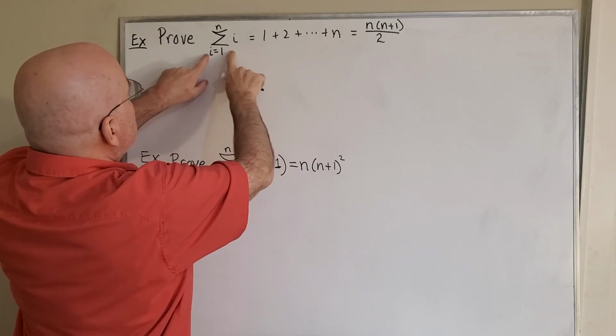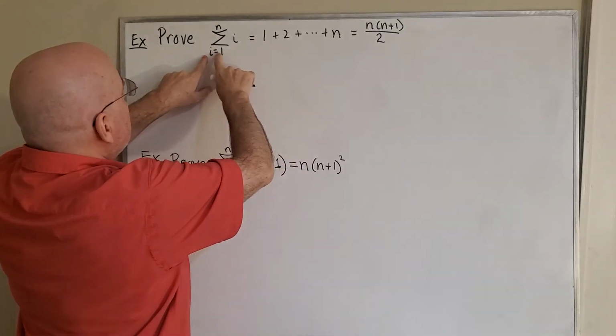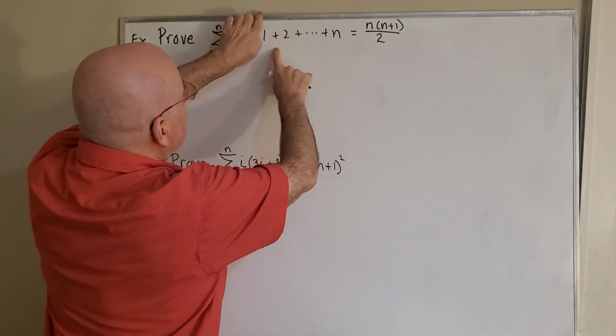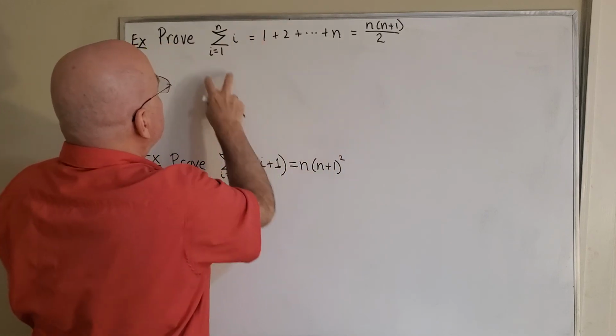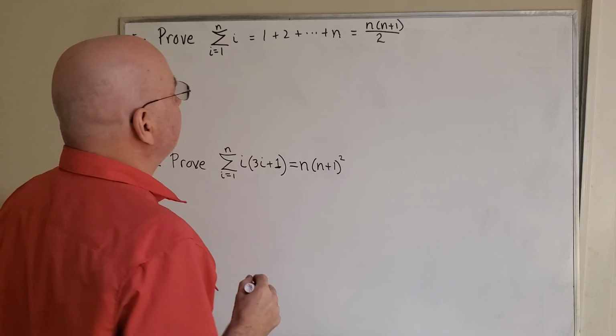This is just the definition of summation. This means sum up all the numbers i going from 1 to n. That's this. Here's the formula we're going to prove. You could say this is equal to this, or this is equal to this, whichever way you prefer.